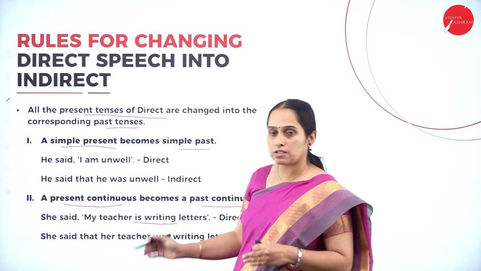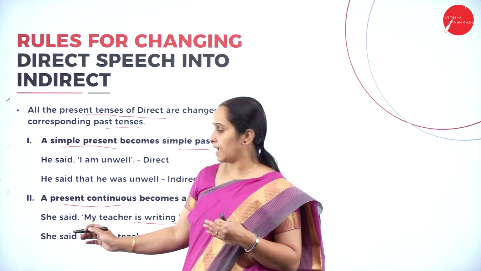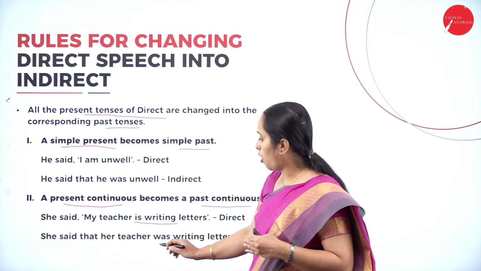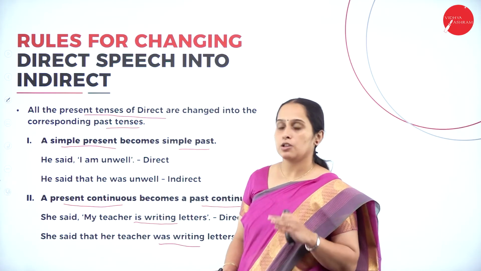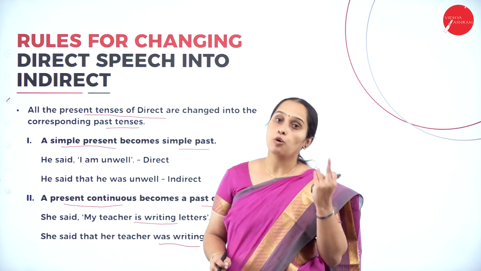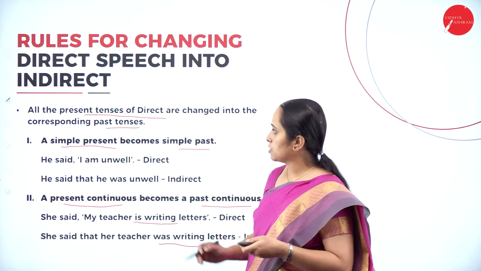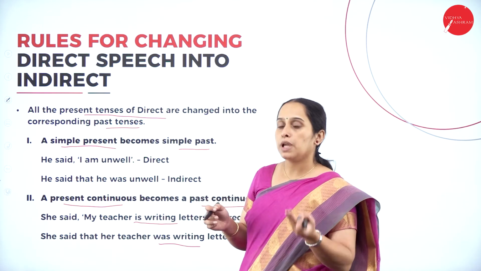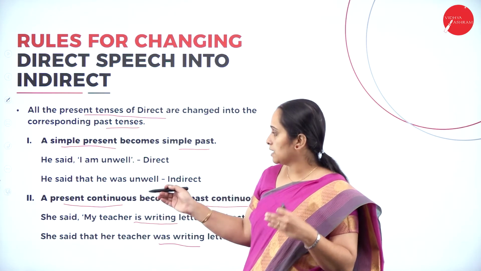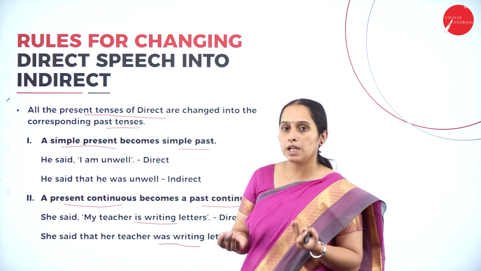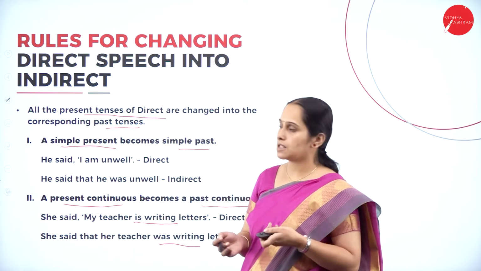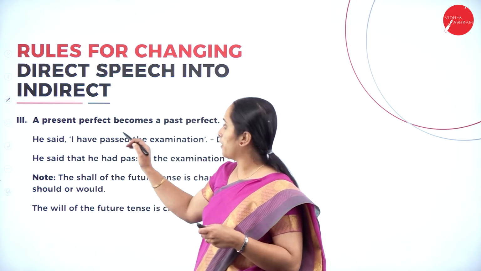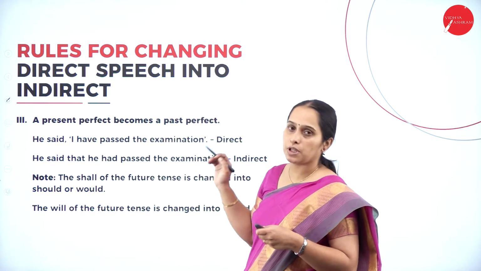So when we change that into indirect speech, it's like this. She said that her teacher was writing letters. So now you understood this one. First one is a simple present tense becomes a simple past tense, and a present continuous tense will become past continuous tense. Next one, third one is a present perfect tense becomes a past perfect tense.